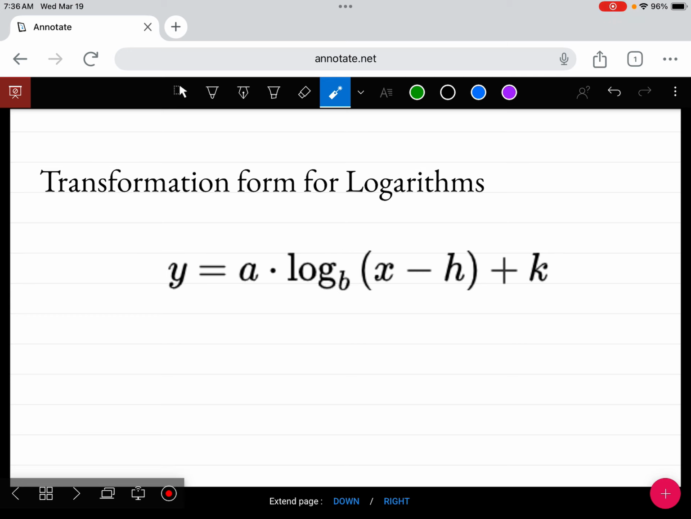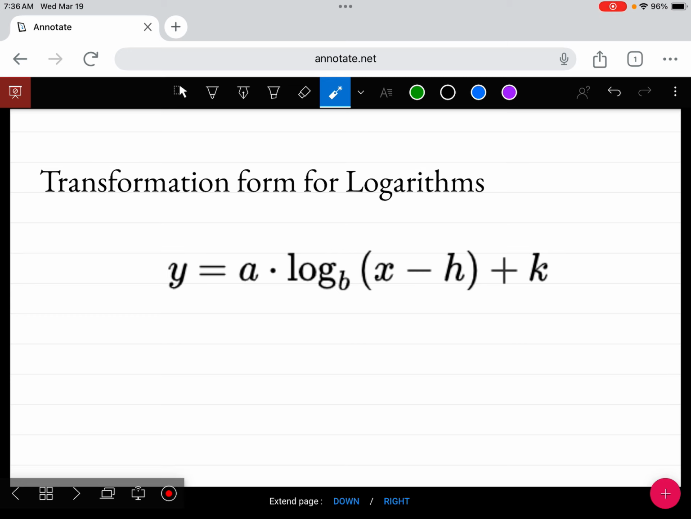Very familiar things in here. We've got our A that's going to do our stretch or our compress, our reflection across the x-axis. We've got our H that does our horizontal shift. It still has a minus sign, so it is still going to be that opposite of what we see in our expression. And then we have our K tucked on the end, and that does our vertical shifts. So A, H, and K still have those same jobs they have had since we started using them in August.